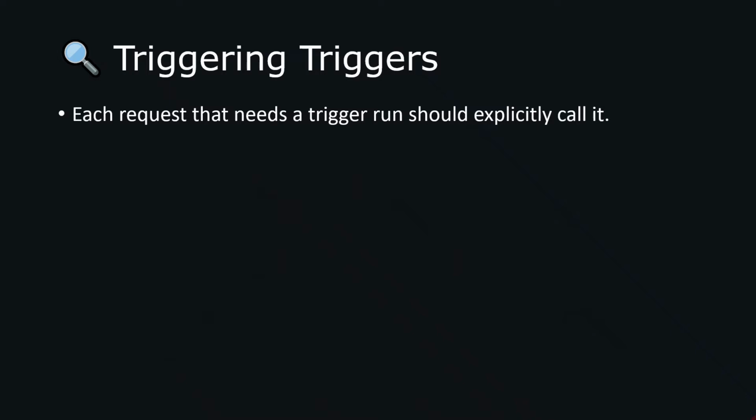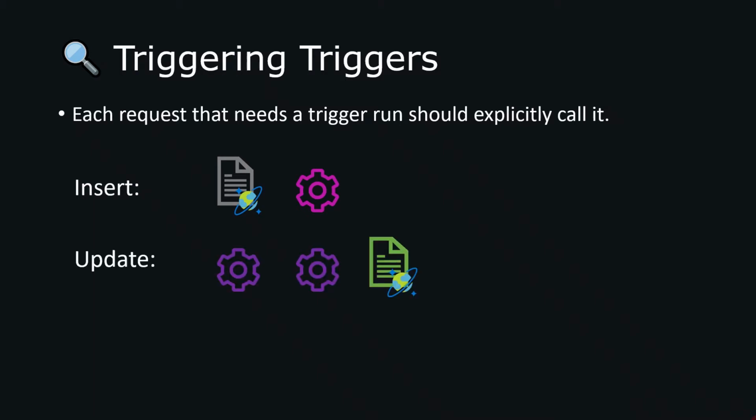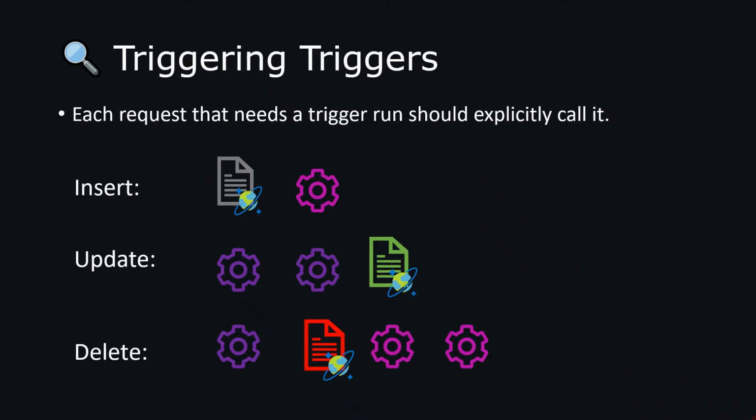So insert item A, run this trigger over here. In terms of executing triggers, I spoke on this briefly, whereby each request needs to call the explicit trigger itself. As I mentioned, you would insert this document, run this post trigger. Before you would update this document, you want to run these pre-triggers.